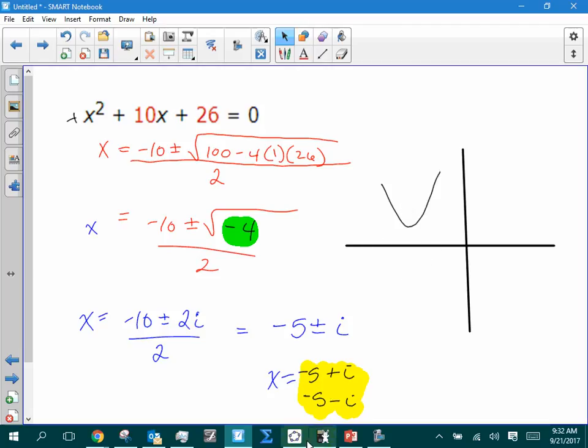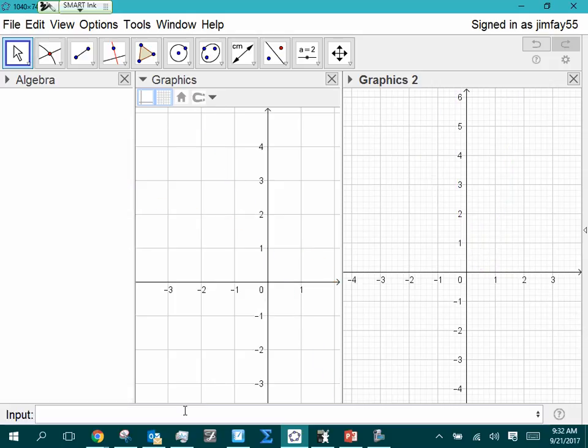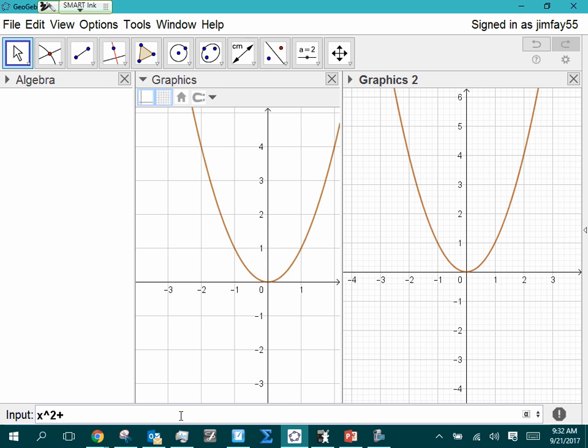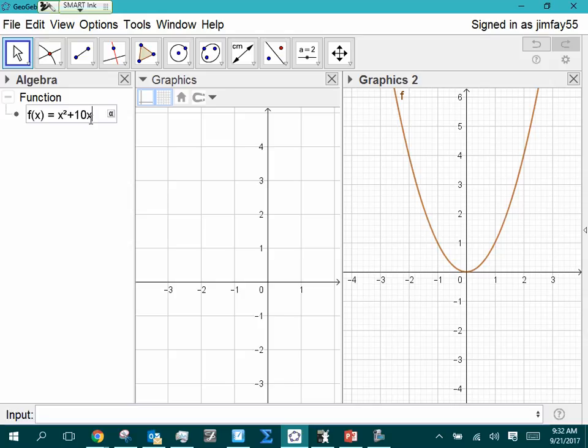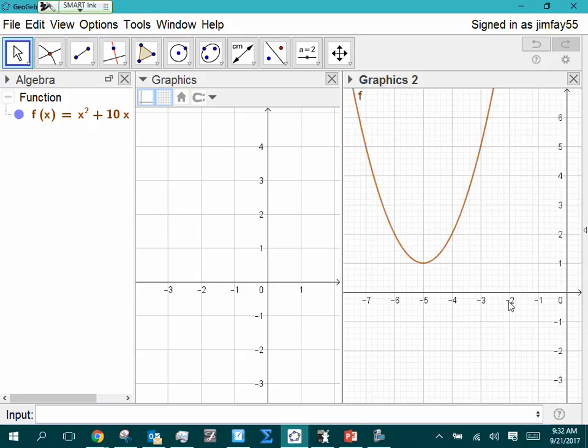And if you graphed it, we can graph it real quick. If I go x squared plus 10x plus 26, we see that it does mimic that idea. And that's what the course is about early on: can we look at x squared plus 10x plus 26 and have an idea of what that graph looks like after doing a little bit of math?